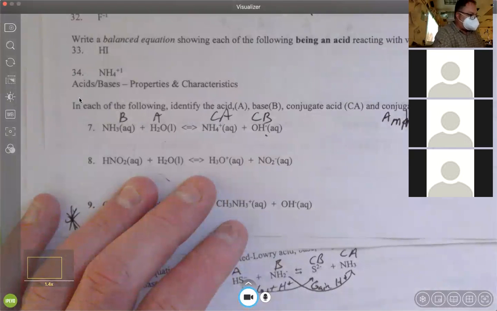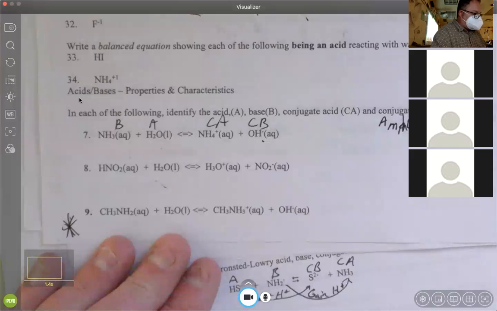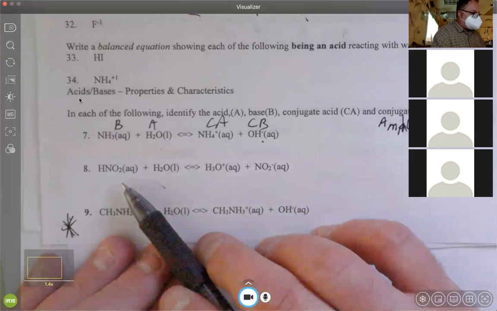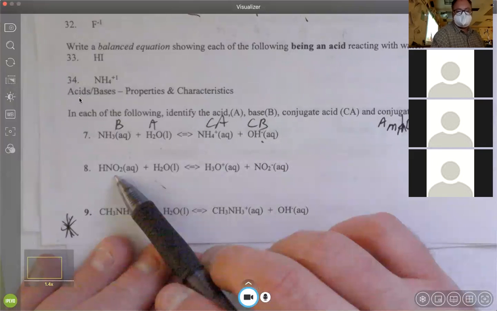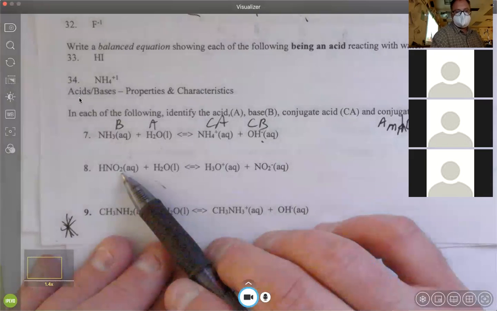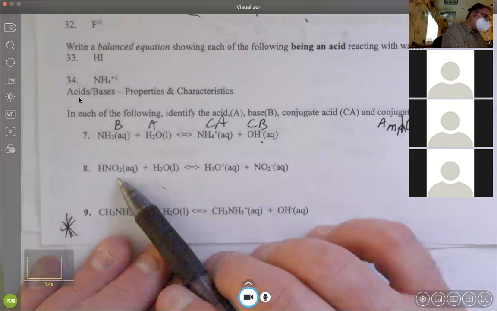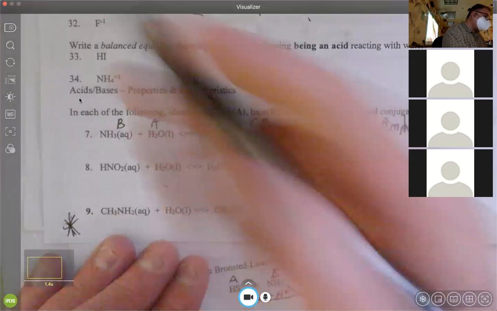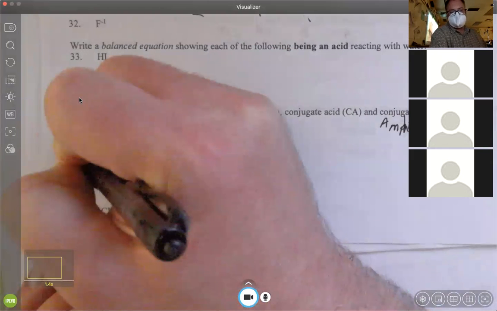Amphoteric acts as an acid or base. Can HNO2 act as an acid or a base? Right? It has an H, so it can act as an acid. Can it act as a base? What would have to happen? It would become what? Yeah, it's not likely, but that could happen.